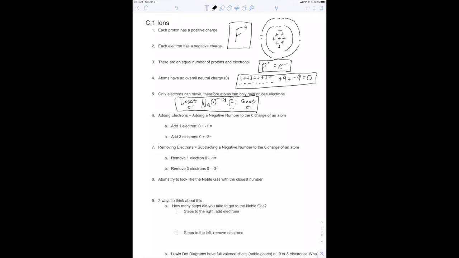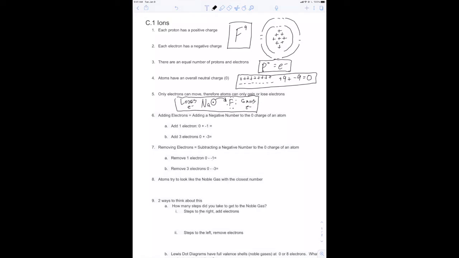So what exactly is going on when an atom gains or loses an electron? Let's start with gaining an electron. When we add electrons, we are adding a negative number to the 0 charge of an atom because each electron has a -1 charge. So let's look at part A right here. We are using the math equation 0 plus -1 equals.